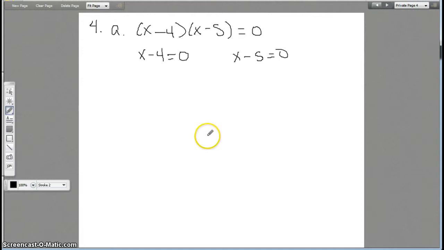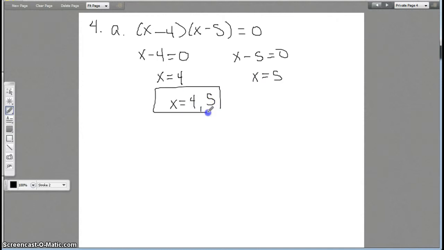Now we solve each of these equations. With the equation on the left, I just add 4 to both sides to get x equals 4. The equation on the right, I add 5 to both sides to get x equals 5. So x can equal 4 or x can equal 5. And actually both of those are solutions. x equals 4 and x equals 5 are both solutions to this equation. So let's jump down to part B.